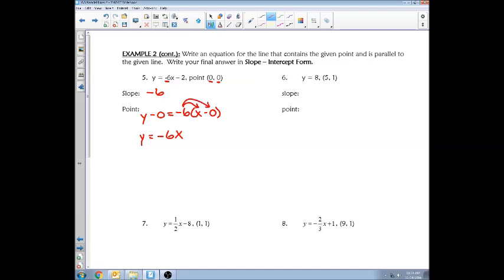Well, if I have negative 6 times x, I end up with negative 6x. Negative 6 times negative 0 would be 0, so I didn't have to write it. That would be my answer in slope-intercept form. On to 6. This one's a little trickier.